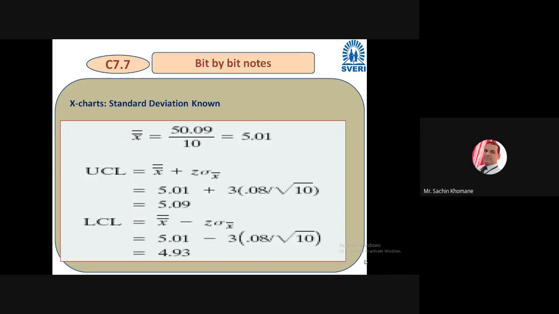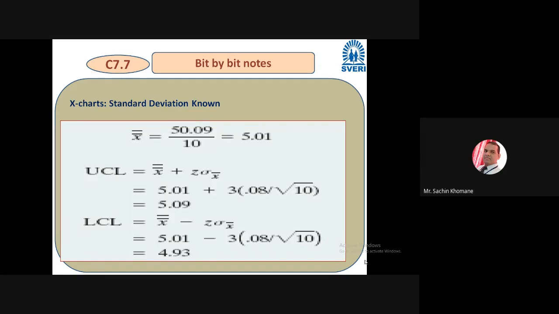5.01. Now, if you want to calculate the UCL, that is the upper control limit, then all of us know the formula: X double bar plus Z sigma X bar. X double bar, all of us know. Now the Z value I have told you. Generally people take 3. Then the standard deviation is 0.08, which is known.